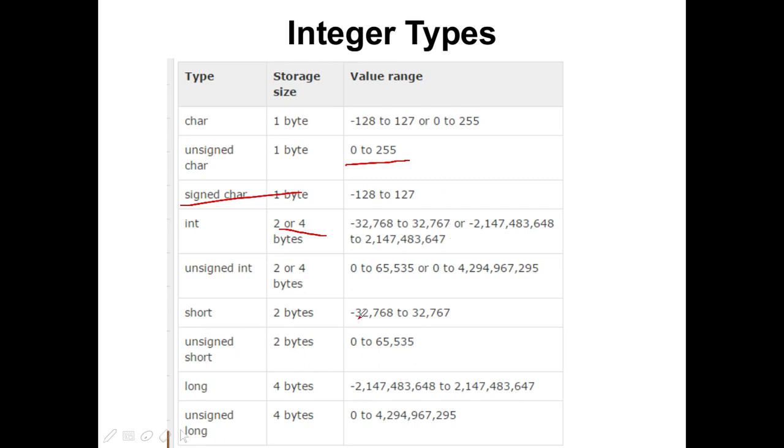Similarly, unsigned int means it will be from 0 only, 0 to this. If it is 2 bytes, nowadays 2 bytes are not getting allocated. All the machines you purchase now are 64 bits. So this will be the range of values that can be stored for unsigned int.